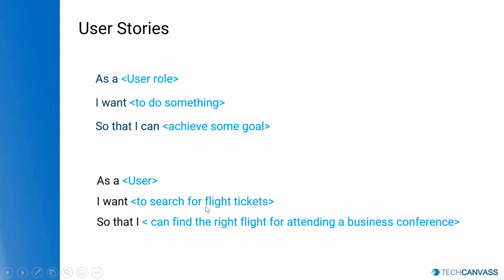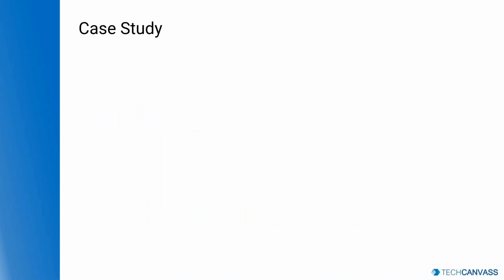So as a user, I want to search for flight tickets so that I can find the right flight for attending a business conference. So somebody is going to search for flights because they want to go somewhere for business reasons. Okay. Now here lies the power of user story.